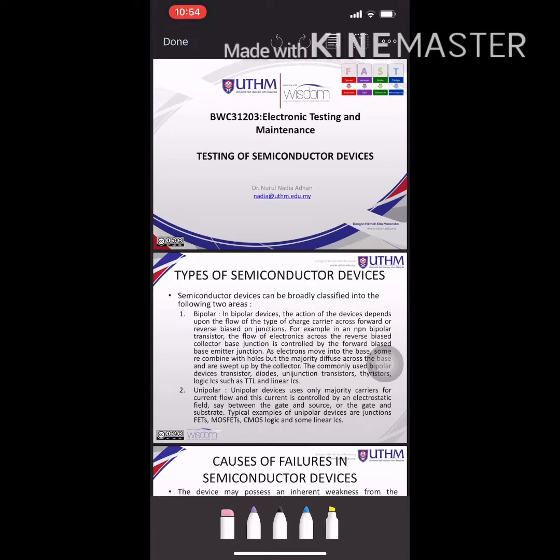Bipolar semiconductor ni adalah device yang mana dia punya flow tu depends on the charge carrier across forward or reverse bias of PN junction. For example, in an NPN bipolar transistor, the flow of electrons across the reverse bias collector base junction is controlled by the forward bias base emitter junction. As electrons move into the base, some recombine with holes, but the majority diffuse across the base and are swept up by the collector.